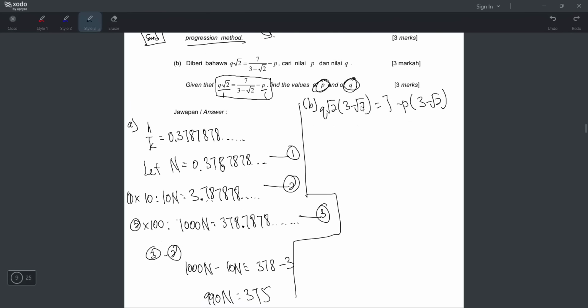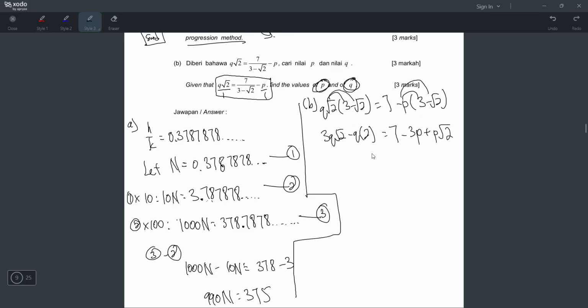Okay, Q square root 2 times 3 will be 3Q square root 2. And then Q square root 2 times square root 2. Okay, the Q, nothing will happen to the Q, because square root can only times with square root. So square root 2 dengan square root 2 darab, dia akan dapat 2 lah. Yeah, you learned before, right? Square root A times square root A is A. So square root 2 times square root 2 is 2. Equals 7. Negative P darab juga dapat negative 3P. Negative times negative is positive. P times square root 2 is just P square root 2.